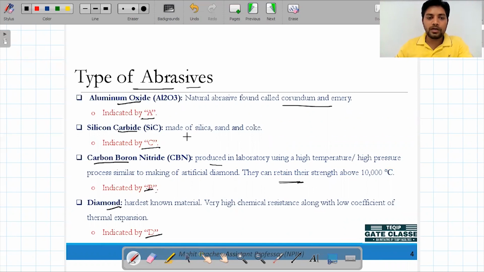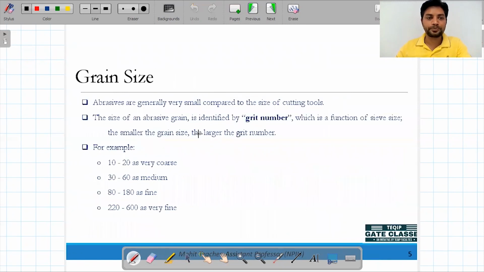Next is the silicon carbide, which is made up of silica, sand and coke. Diamond, all of you are aware, has very high chemical resistance along with a low coefficient of friction and a low coefficient of thermal expansion. This property is very important, and that's why it is very costly. So these are the 4 categories of abrasive types technically used to make grinding wheels.